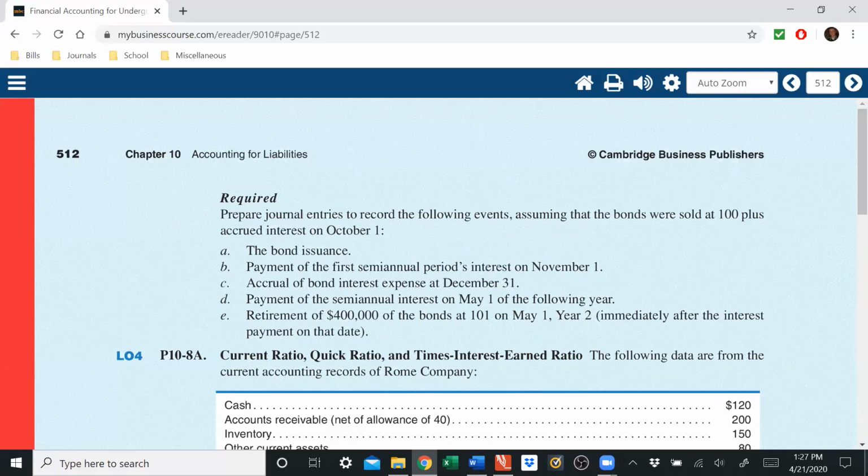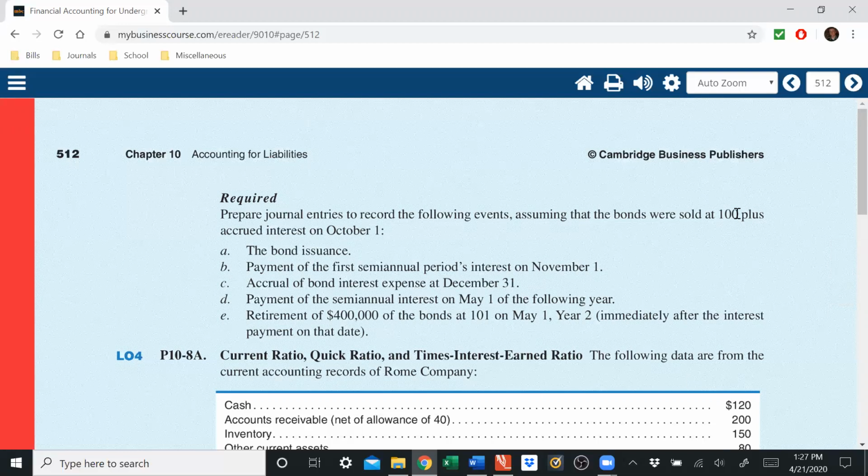If a bond is sold at 100, that just means it's sold at 100% of face value. So the issue price and face value are the same. There's no discount or premium. It's not sold less than face value. It's not sold for more than face value. It's sold at face value.